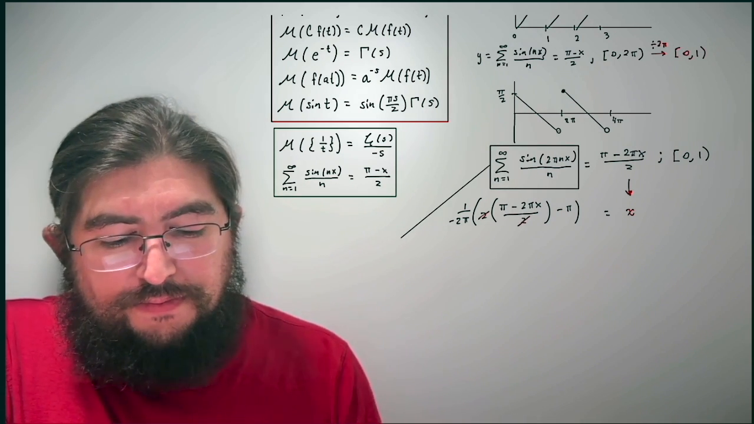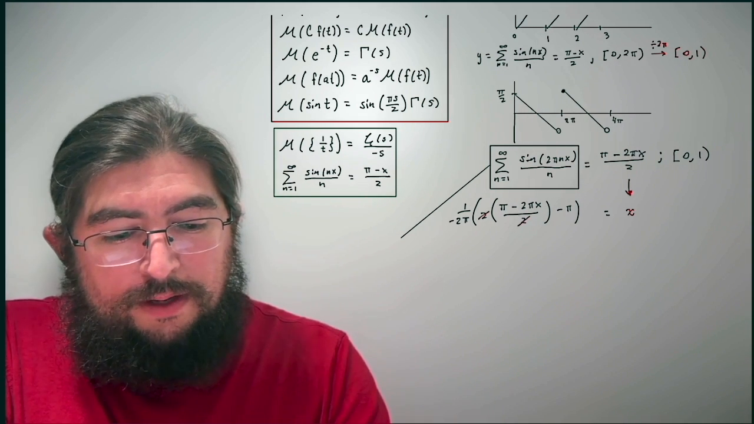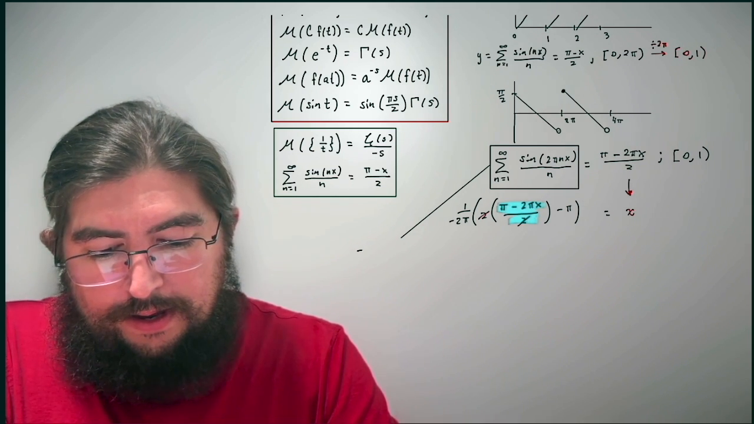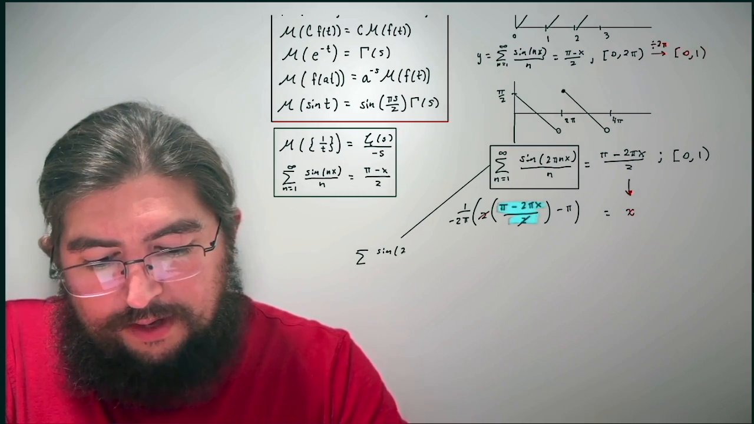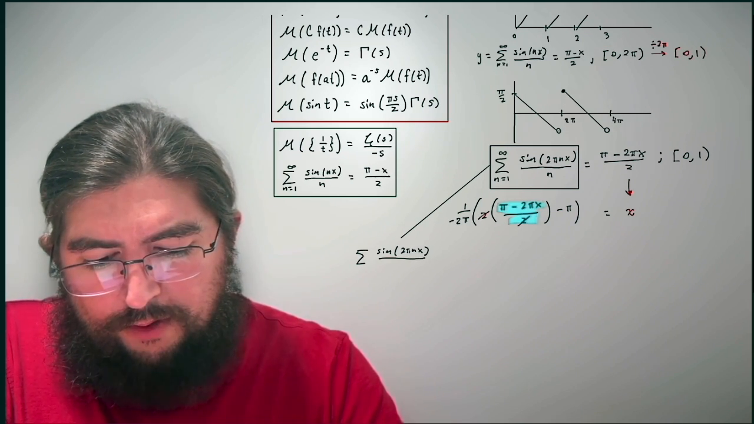Well, let's take a look. So we have to keep track of what we just did. But this sum is exactly this guy here. Okay? So I'm going to write it like this. We have the sum of sine of 2 pi nx all over n.